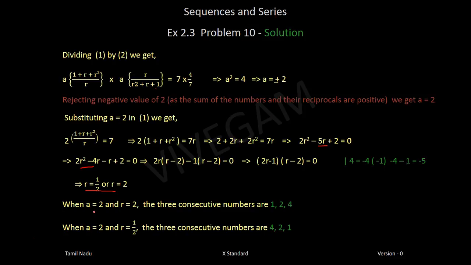Okay, so when a equal to 2 and r equal to 2, we get the three numbers as a by r, 2 by 2, that is 1. Then a, it is 2. Then ar, 2 2's are 4. And in the second case, when a equal to 2 and r equal to half, a by r, 2 divided by half is 4. And then a is 2. And then a into r, 2 into half, 2 and 2 will cancel, so it will become 1. So the two options of the three numbers are 1, 2 and 4 or 4, 2 and 1. You got it?